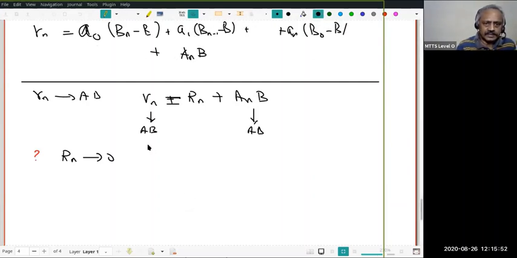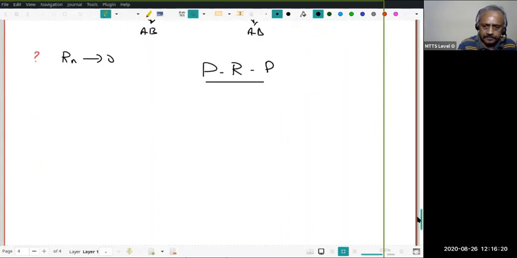I am rewriting this. Gamma n equals whatever is there, I write as R_n plus A_n B. Now I want to say gamma n converges to AB, but I know A_n B converges to AB because A_n converges to A, B_n converges to B. Therefore, the product converges to AB. Therefore, to prove this, it's enough if I show R_n converges to 0. Is that clear? Okay. That means I want to show R_n converges to 0. Pause, review, proceed.